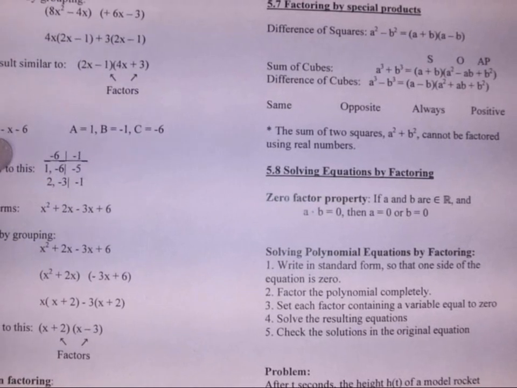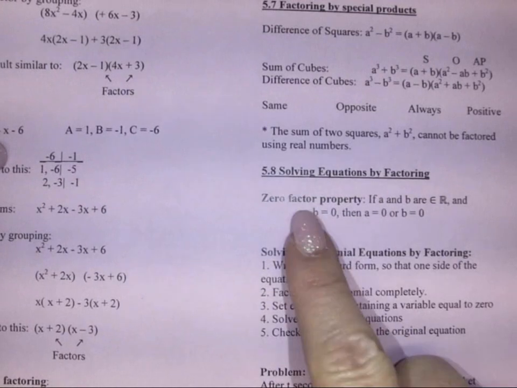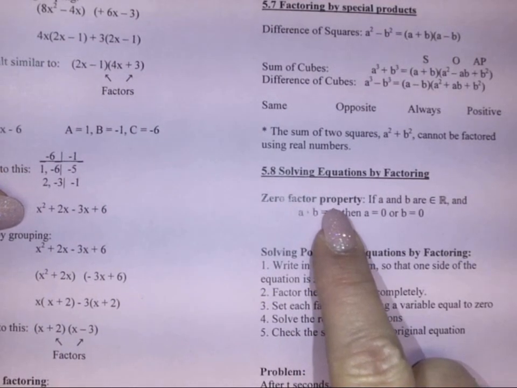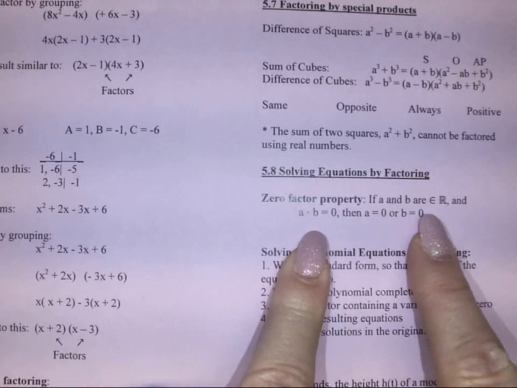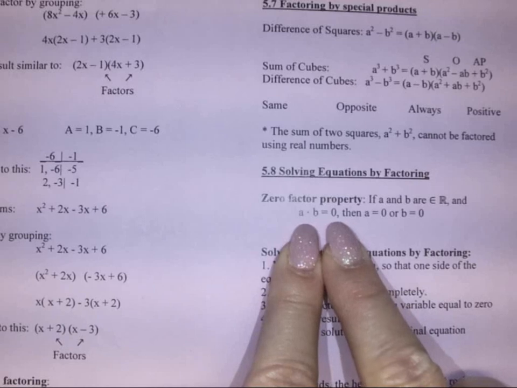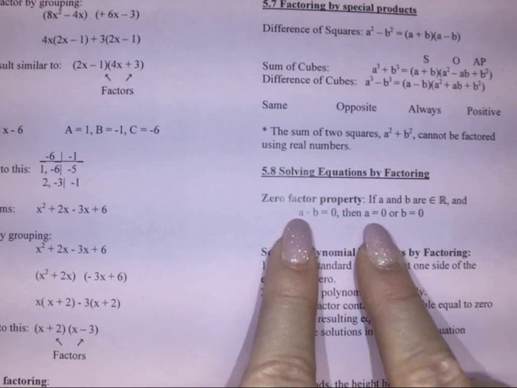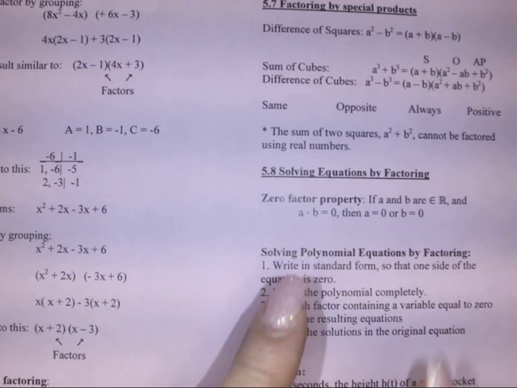In this video, we are going to solve equations by factoring. So we're going to use the zero factor property, which means if a and b are real numbers and a times b equals 0, then either a has to equal 0 or b has to equal 0.